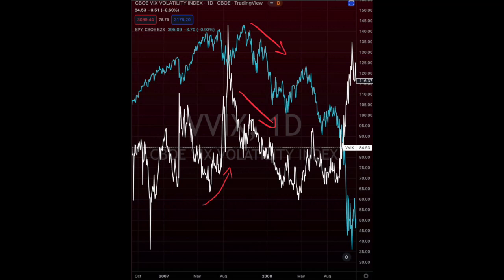This comes from Alessio. So white is the VIX volatility index overlaid on top of the S&P 500 in blue. Normally what happens is when the market is extremely afraid, this spikes.